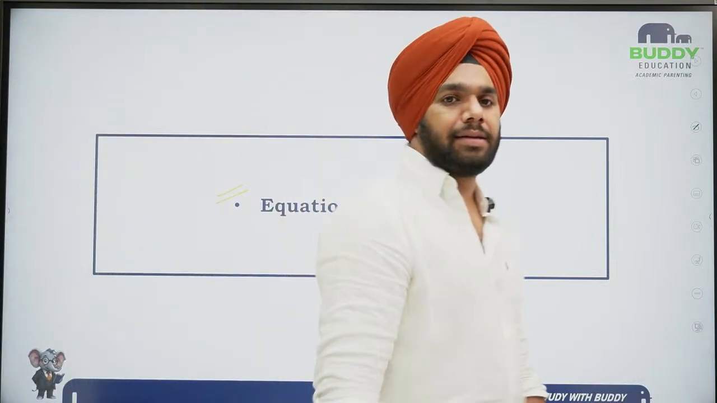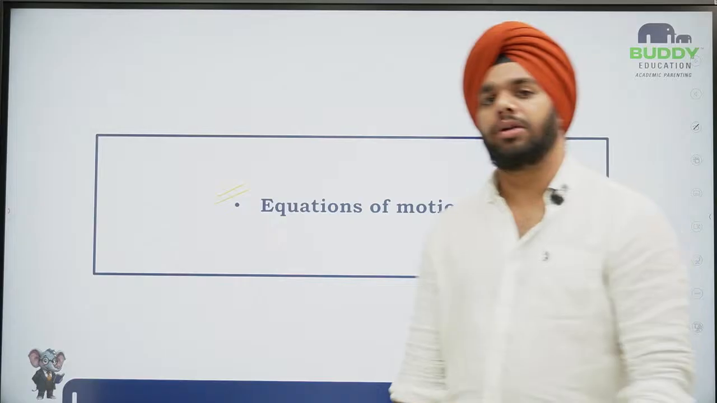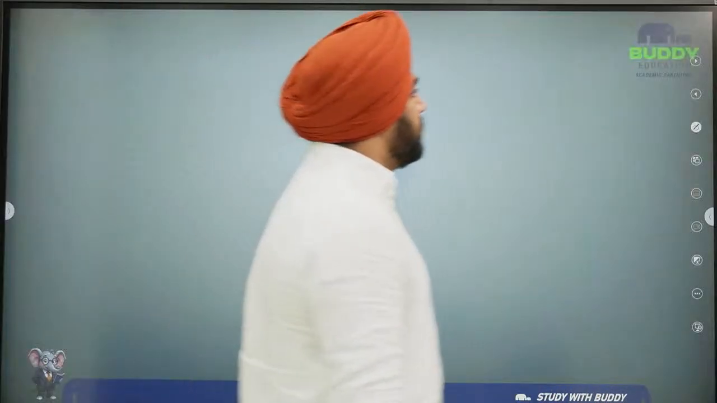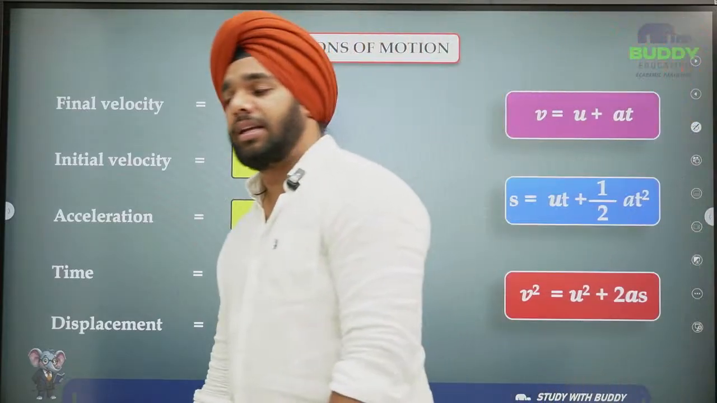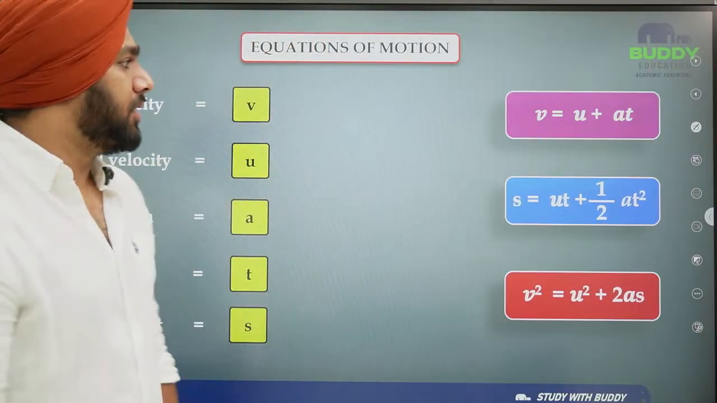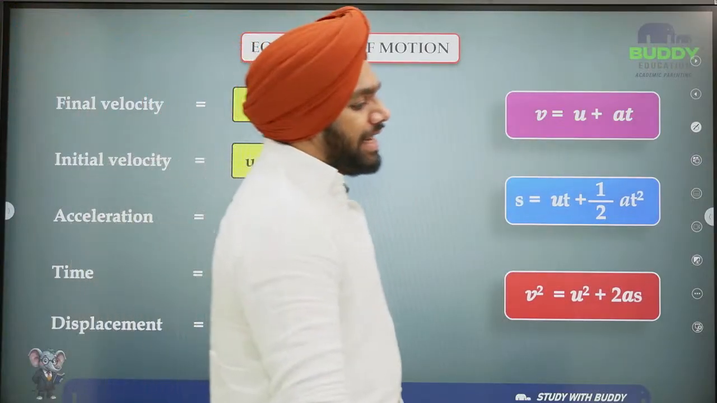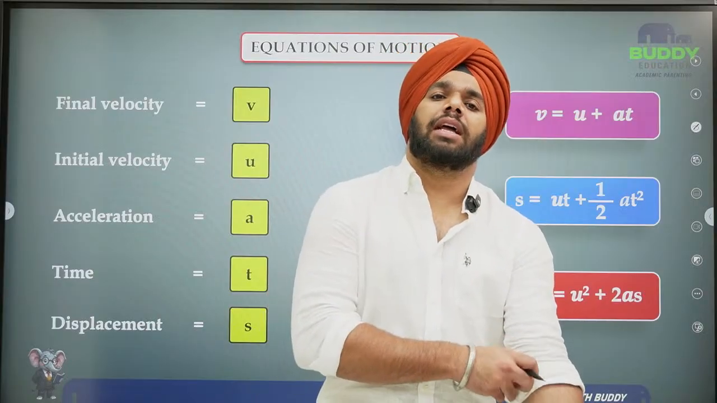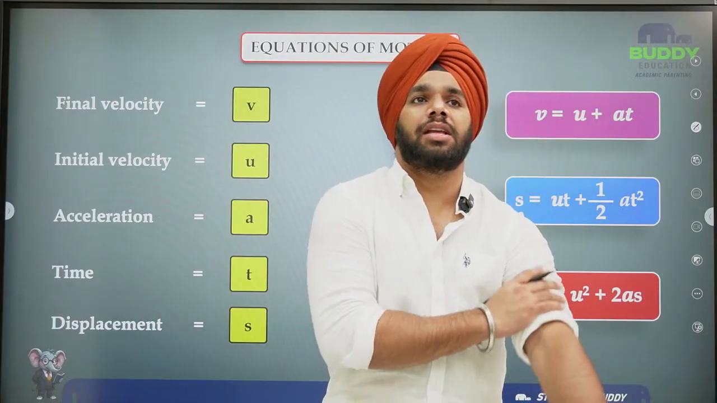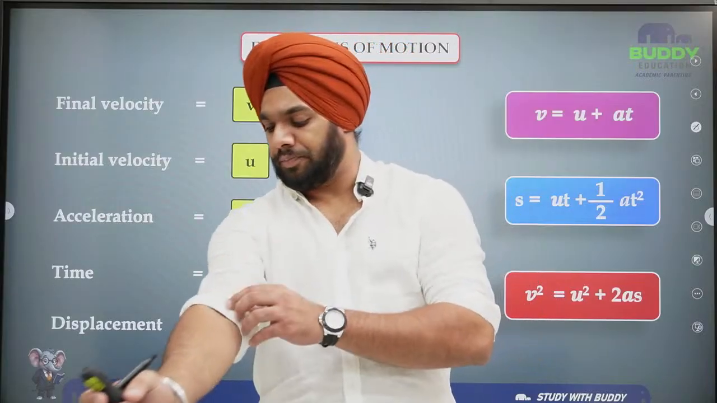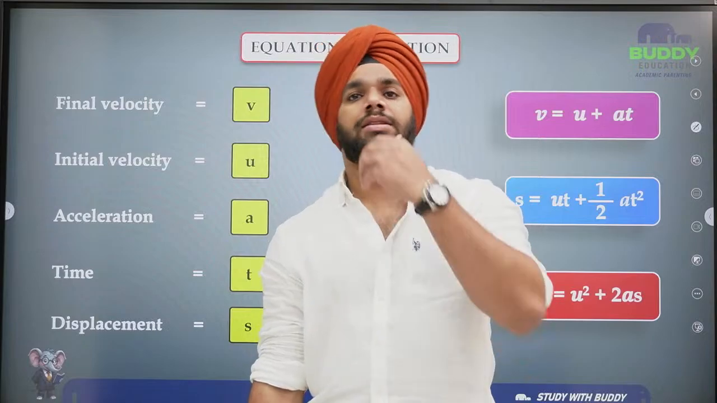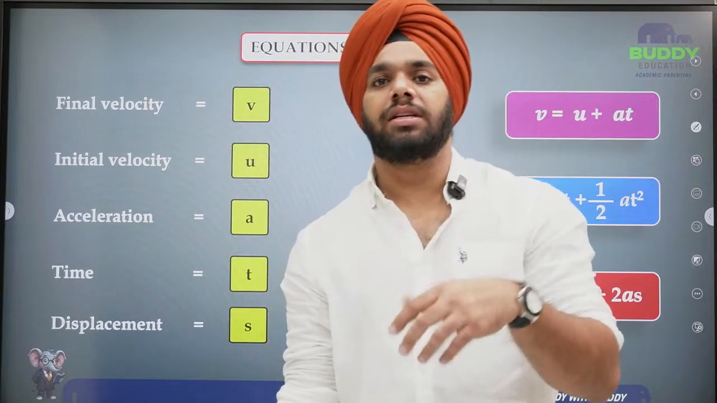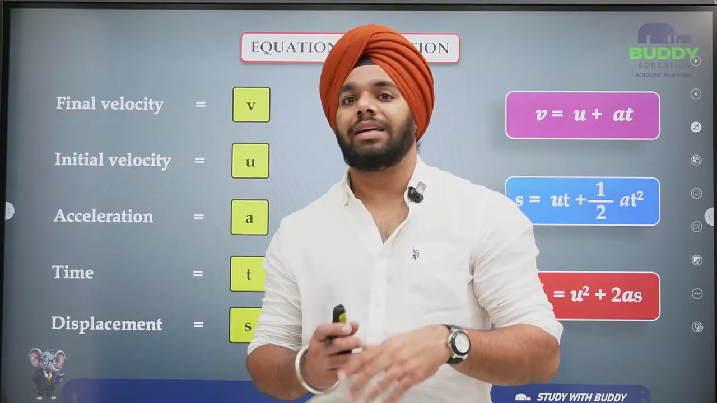So in this chapter, or in this class, we're going to discuss 3 equations of motion. We'll derive these equations by 2 methods. One is the graphical method and the other is the mathematical method. I personally call it the algebraic method of equations of motion, because in class 11th we also derive it using the calculus method. So one is the graphical method, which I will be discussing today. Also, I'll be discussing the algebraic method, that is, how these 3 equations of motion are derived.